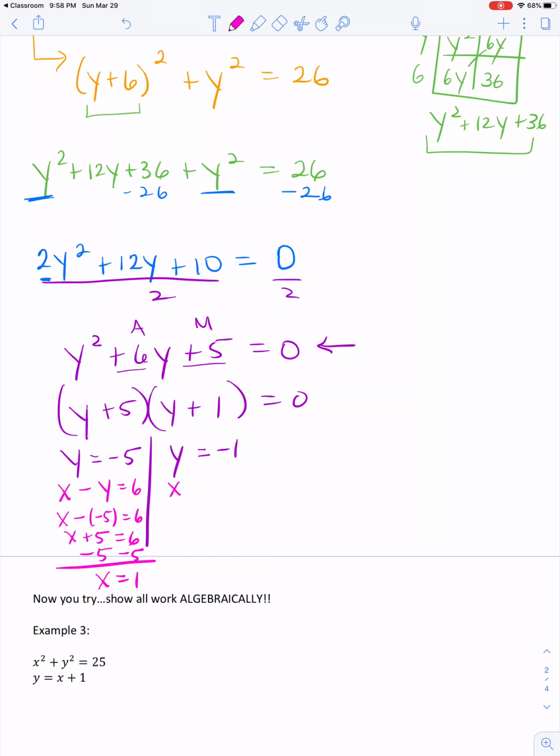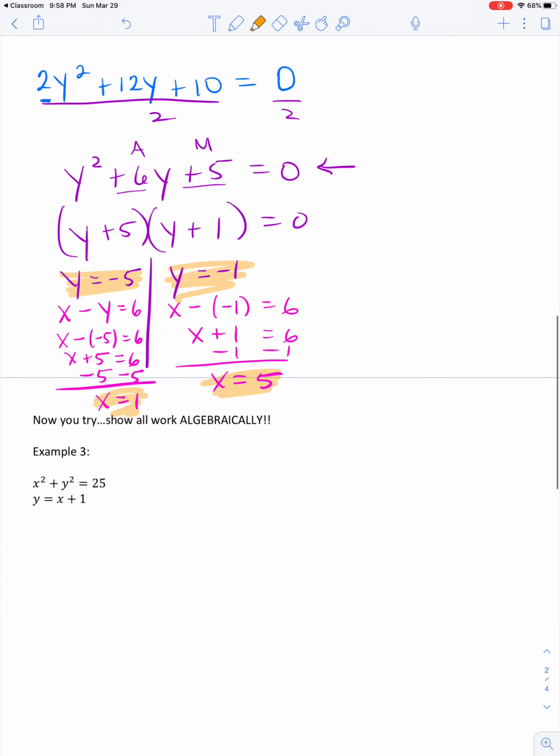Second one again, I'm going to replace the y, but with negative 1 this time. Get x plus 1 equals 6. Subtract 1 on both sides, which will give me x equals 5. So these give me the solutions negative 5, 1, and negative 1, 5. Those are the 2 points of intersection that you would get.